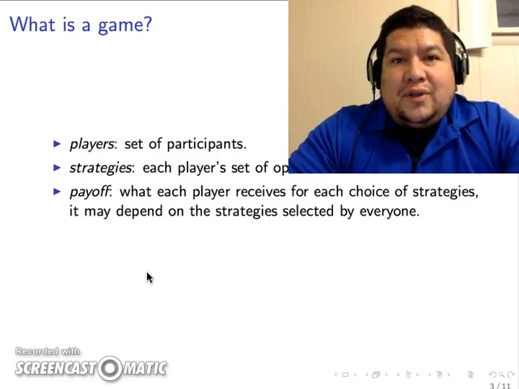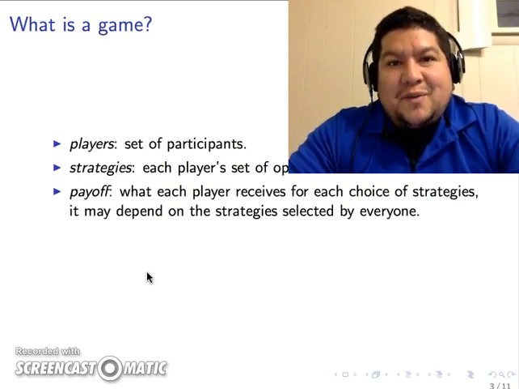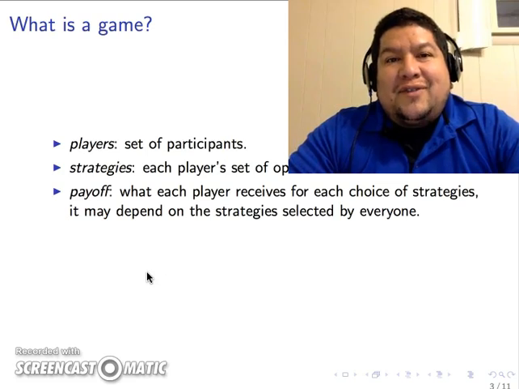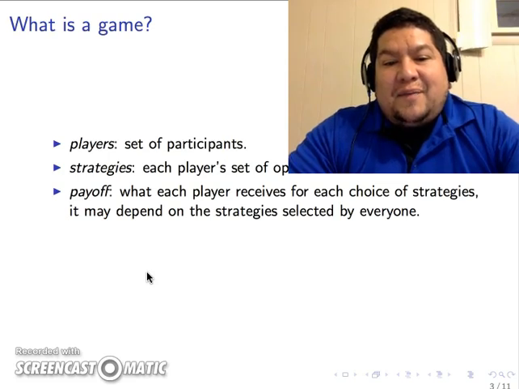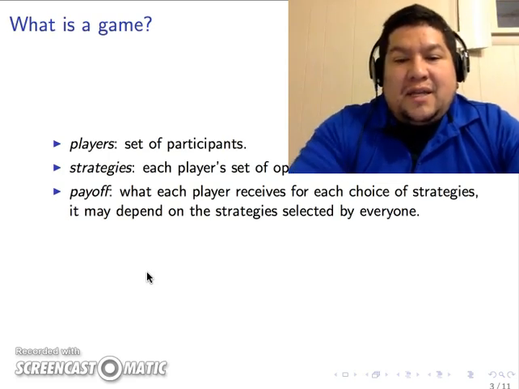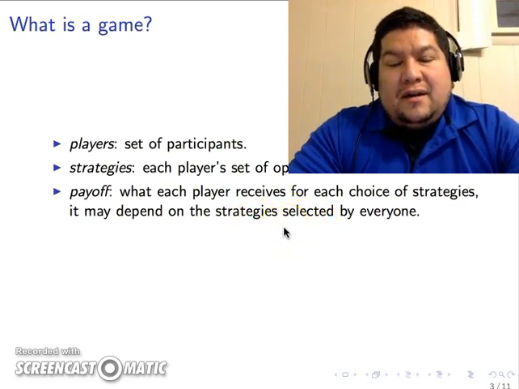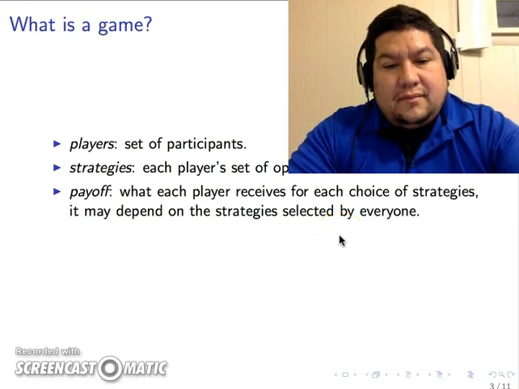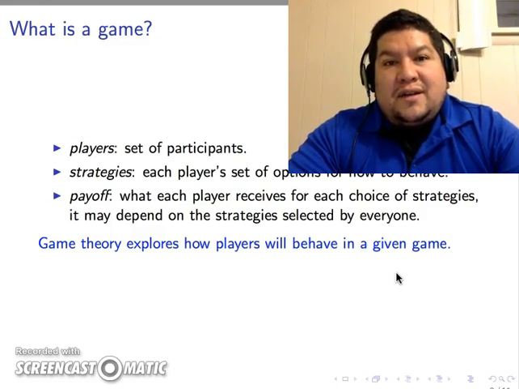And the goal of the players is that they engage in playing these strategies because they are going after the goal of maximizing their payoff. So each player receives some type of return, and it may depend on the strategies that they are playing. So game theory explores how players are going to behave in a given game.